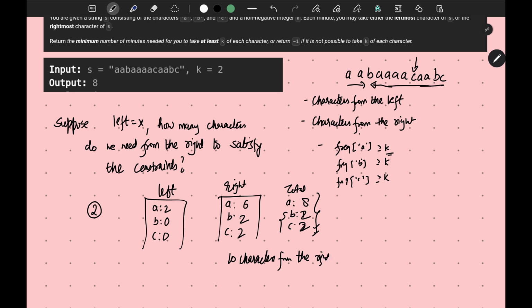And so how many characters did we take in total? We take 12 characters in total. Why? Because we take 2 characters from the left and 10 characters from the right to satisfy the constraints. Cool. But will this help us in developing the problem?